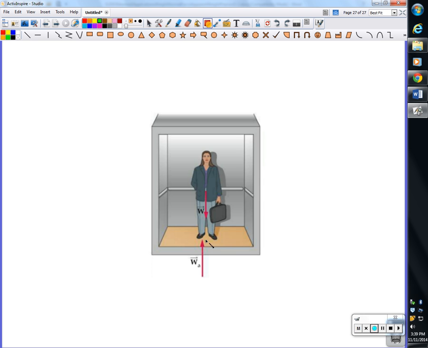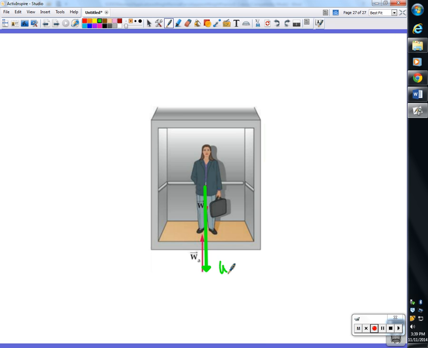Let's say we got on the Power Tower that shoots you upward from the bottom. There is always a downward force coming from the weight of the person on the Power Tower. That does not change. It is always equal to m times g.